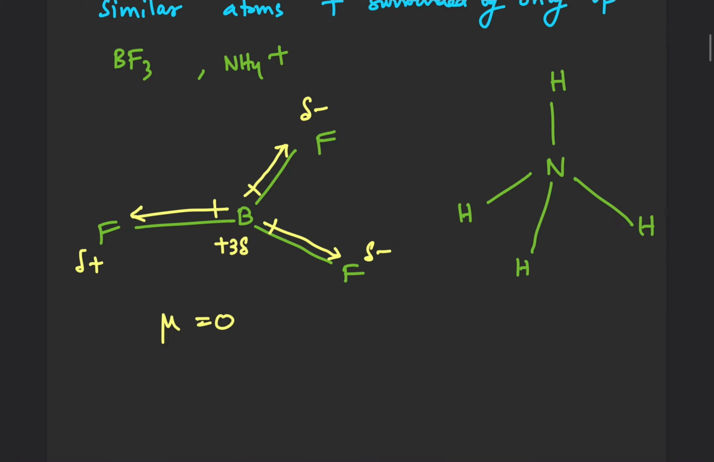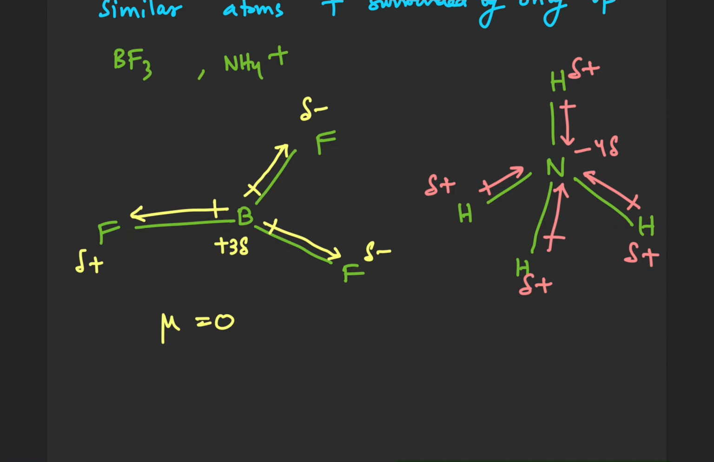Here also, nitrogen is more electronegative than hydrogen, so nitrogen will have negative charge, hydrogen will have positive charge. So partial positive, partial positive, partial positive, and partial positive, and the individual dipole moments will be represented like this, and nitrogen will have obviously -4 partial charges.